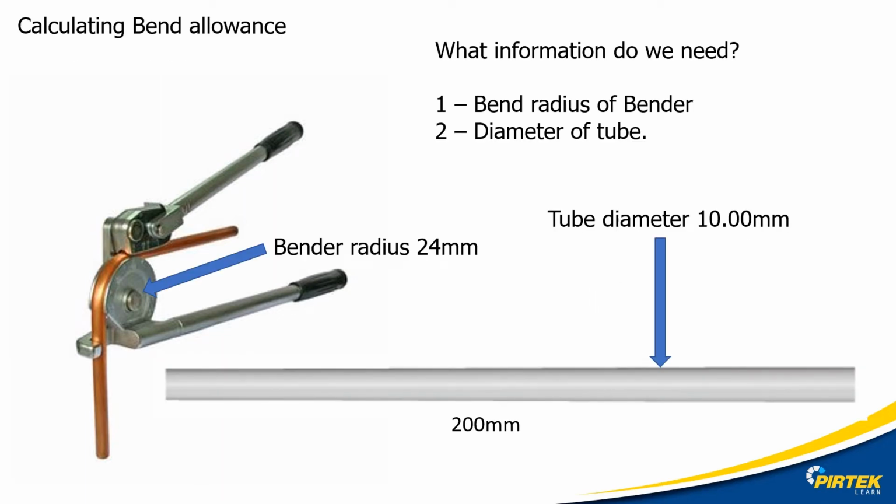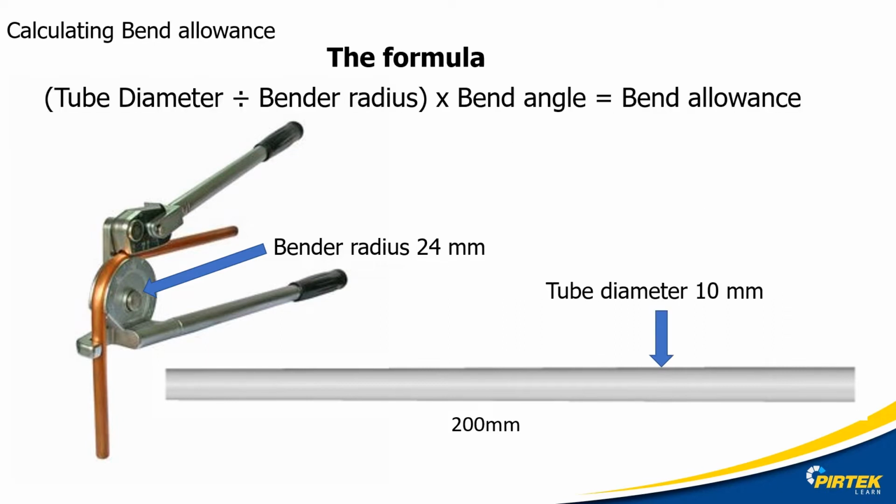What information do we need to calculate the bending allowance? We'll need the radius of the tube bender, which is usually stamped on the unit or in the instruction manual, and the diameter of the tube that we're bending. We can calculate the bending allowance using lookup charts, Machinery's Handbook, for example, or the instruction manual that came with the bender, or we can use a simple mathematical formula, and that's what we'll be doing today.